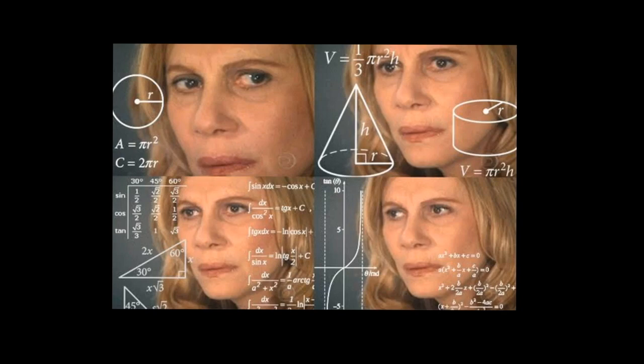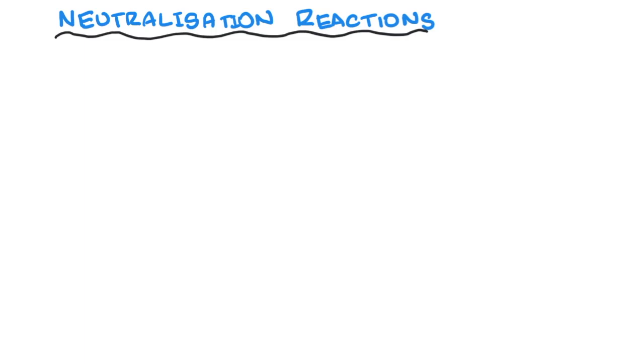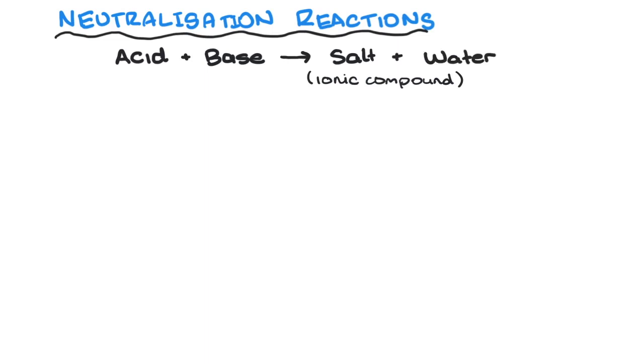Trying to predict the products of chemical reactions can be daunting. So let's focus on a couple of rules regarding acid reactions. The first is neutralization reactions, which involves reacting an acid with a base to produce a salt, which is essentially an ionic compound, and water. But remember though, it doesn't mean your end product is neutral.